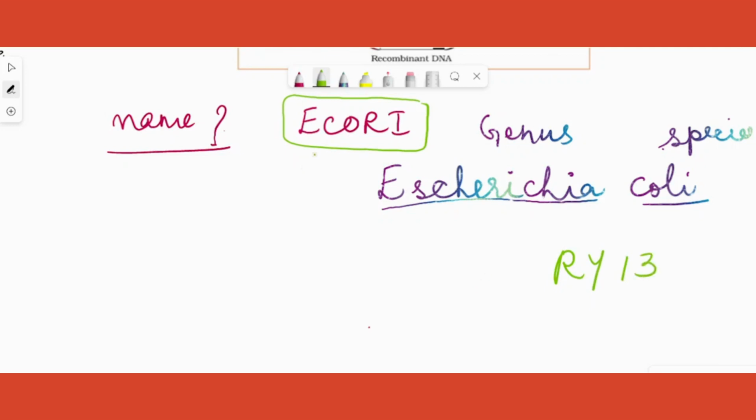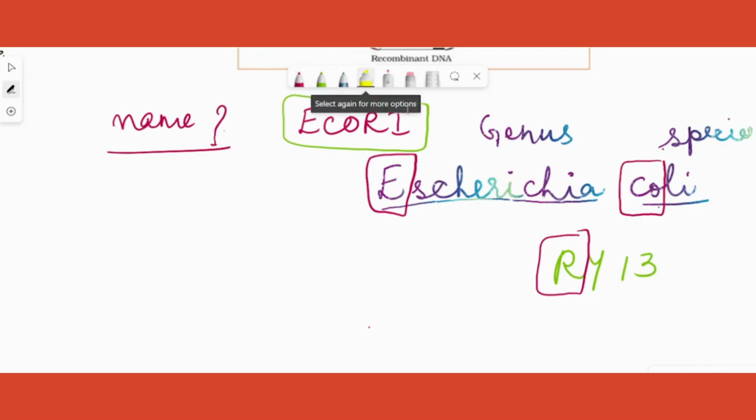Right? So now look at the naming of this EcoR1. Where did this E come from? From the genus, first letter. From the species, two letters. From the strain, one letter. So we got E, co, R. Now there is a Roman numeral after this. Where did this Roman numeral come from? This Roman numeral is the order in which it is extracted. So from this organism, first order, this was the enzyme that was extracted. So we number it as 1. I hope it is clear.